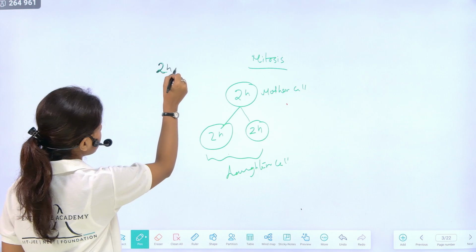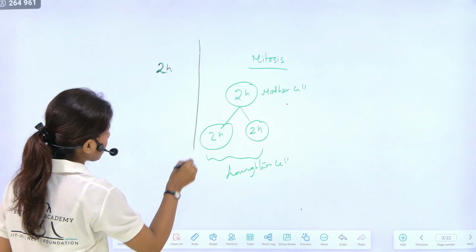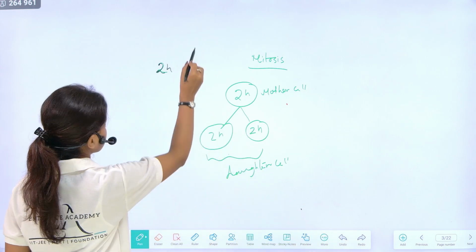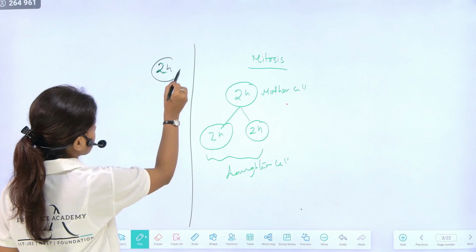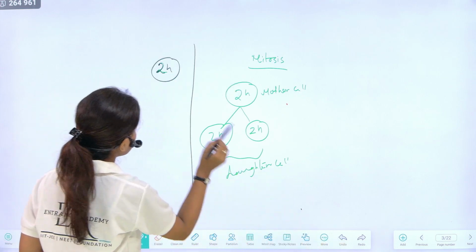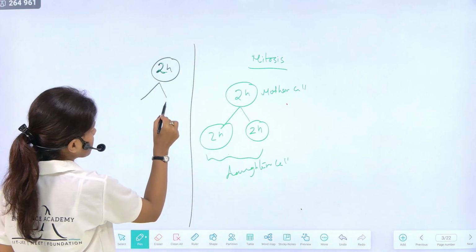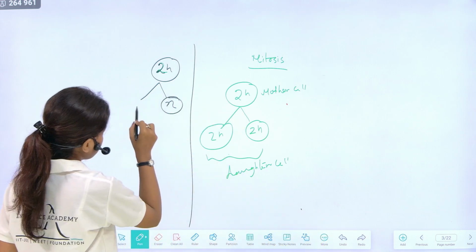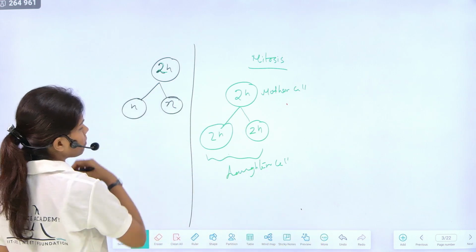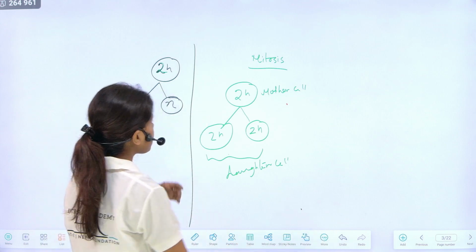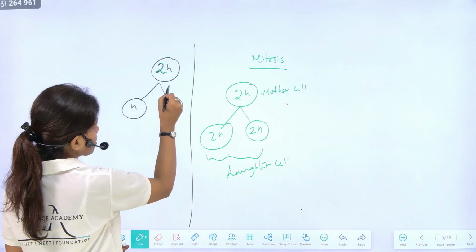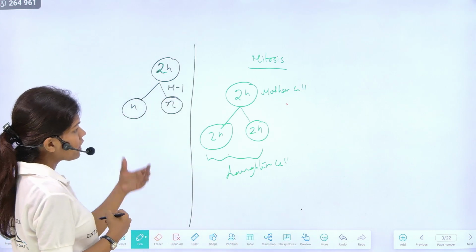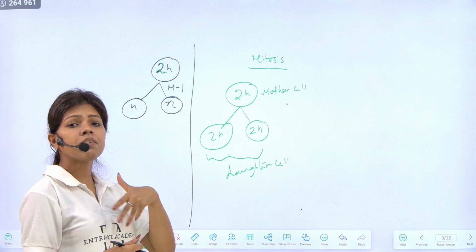The mother cell initially is diploid. It will give rise to two daughter cells having half the number of chromosomes compared to the mother cell. This phase is meiosis 1. After that, these two daughter cells will divide again.